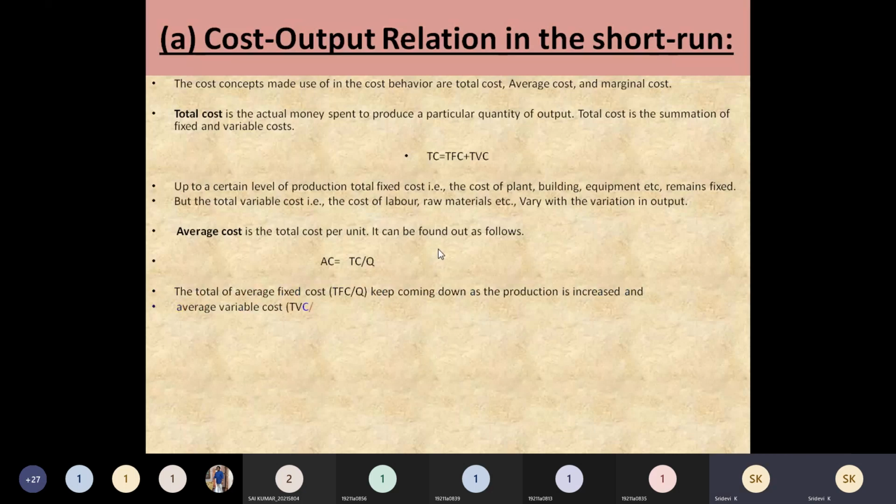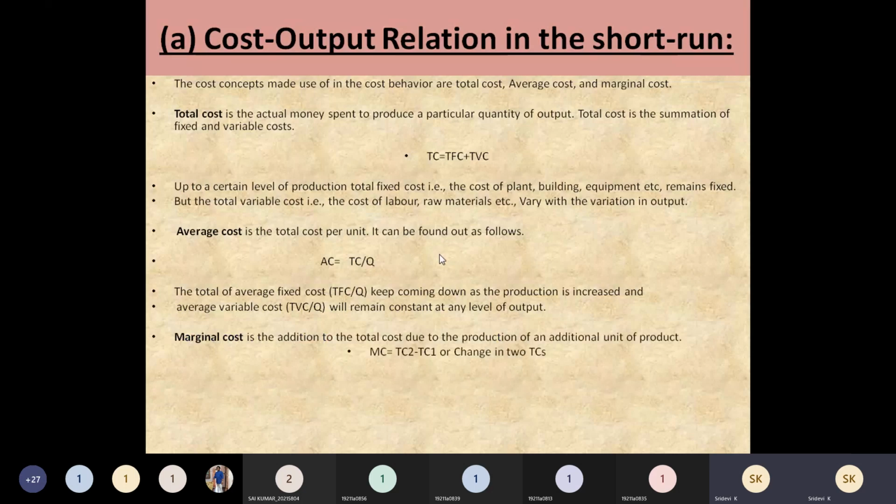And coming to this marginal cost, how are you going to get the marginal cost? Marginal cost means additional cost, we have already discussed. It is the additional cost for producing an additional unit of product. How much additional cost are you going to spend? That we can know by using this marginal cost.